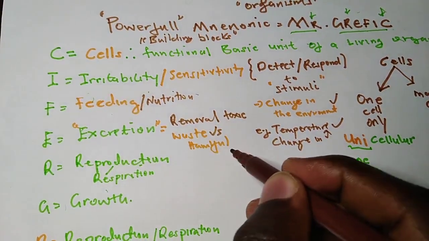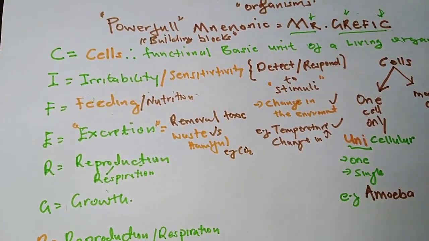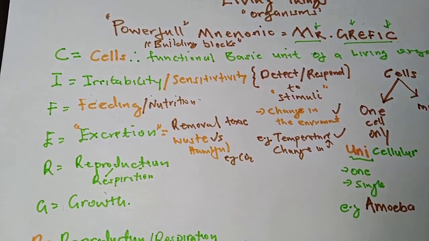Example of these toxic wastes: carbon dioxide is a waste that has to be removed from the body, and we have organs in the body that have got that function.